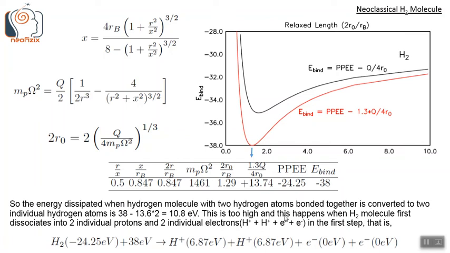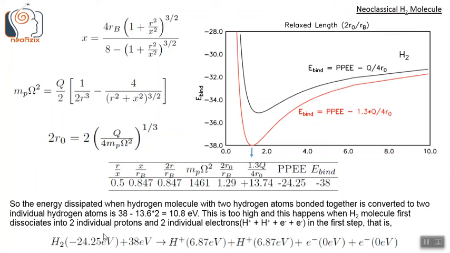But this is too high, and this happens when the hydrogen molecule first dissociates into two individual protons and two individual electrons. That is complete dissociation. That is, H2 becomes H plus, e minus, broken down into its bare protons and electrons.